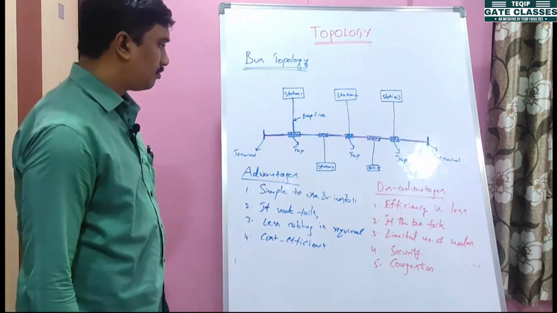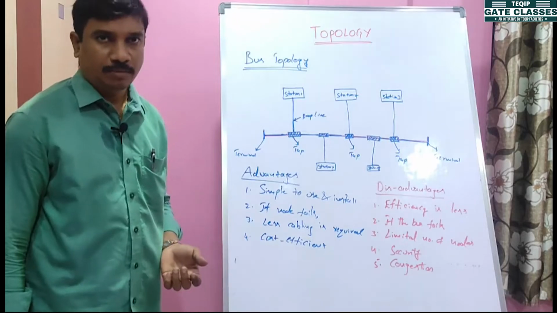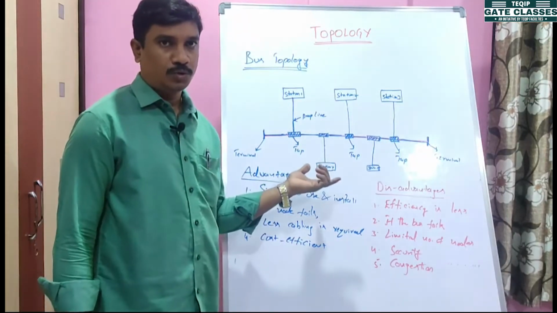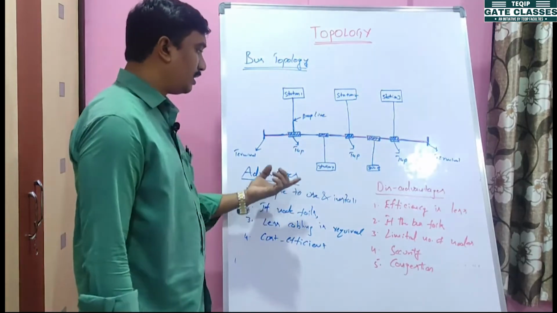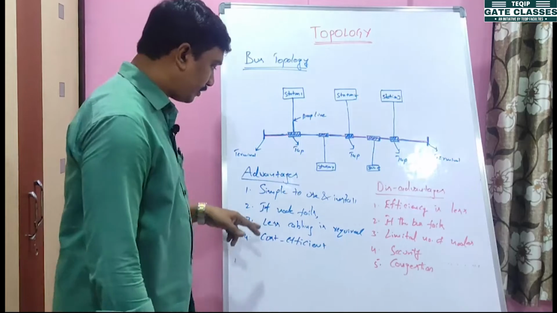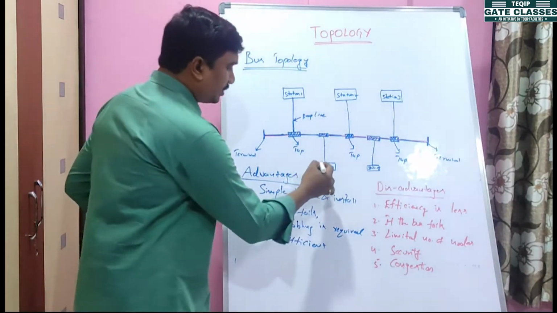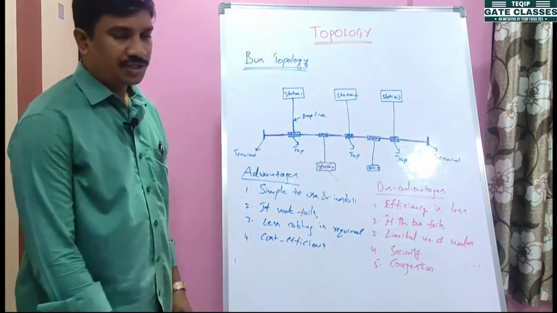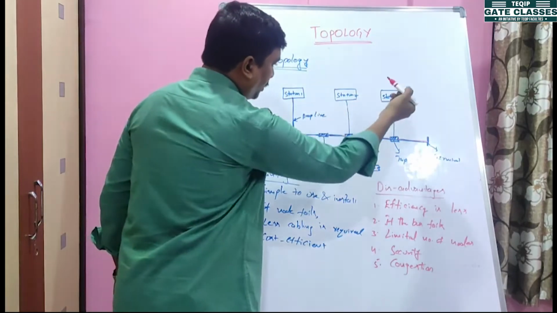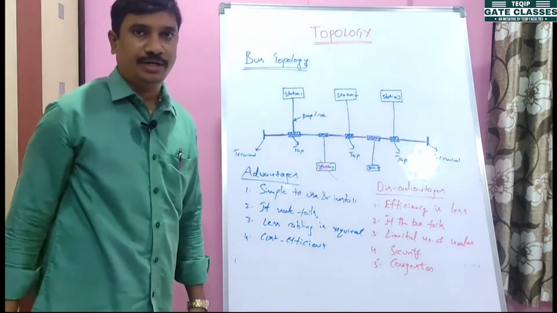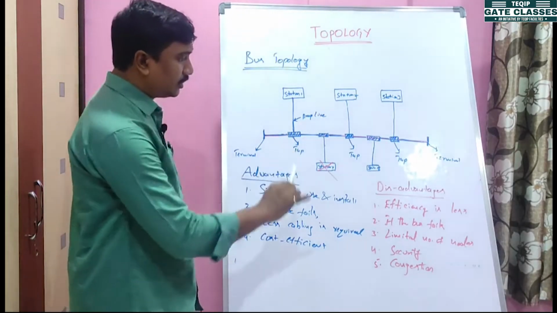Simple to use and install: one backbone is there, and we connect from the backbone. It's a very simple network, simple to use and simple to connect. That's why the bus topology is very simple. If a node fails, what happens? Nothing happens. Suppose Station 4 fails, nothing happens. Stations 1, 2, 3 and 5 can still communicate easily. No problem with the network. If a single node fails, nothing happens.